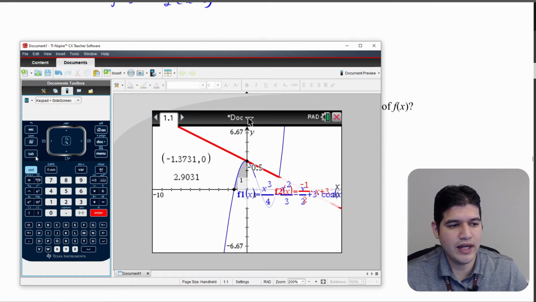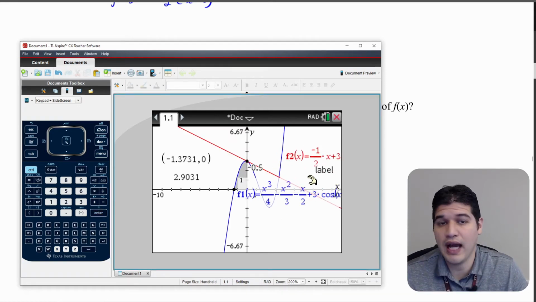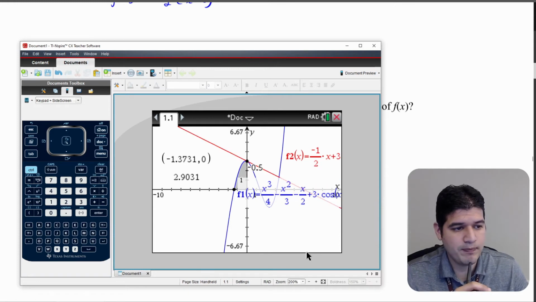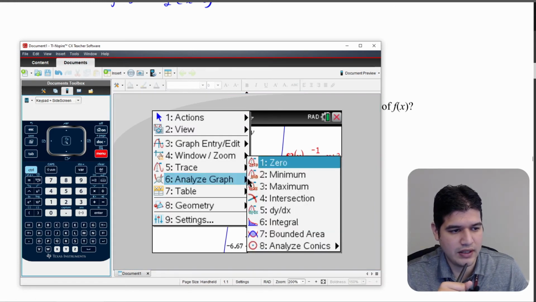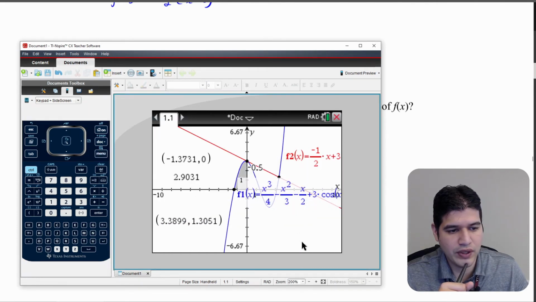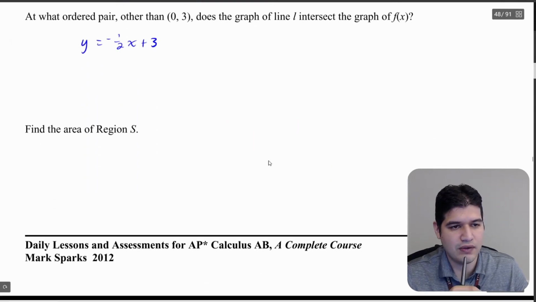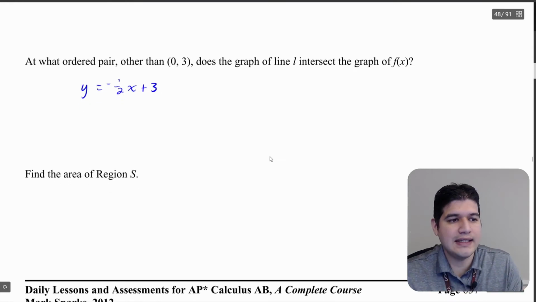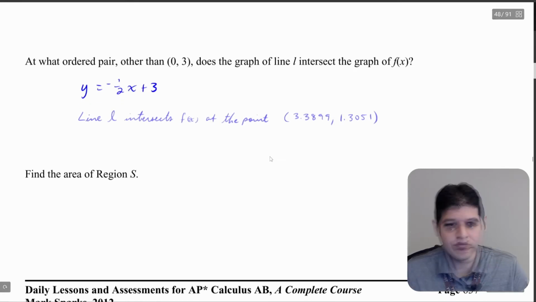You can see we get pretty much the exact same graph that we have in our situation here. And so what I want to do is find, all right, what is that intersection point? So analyze graph, intersection, just click and drag, and we get it here, 3.3899, 1.3051. So let's go ahead and write down, what is that other point?